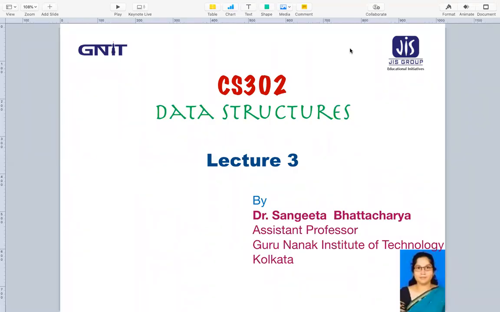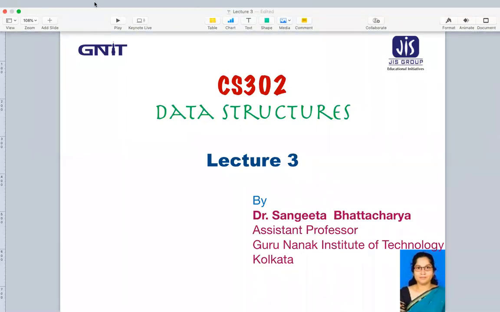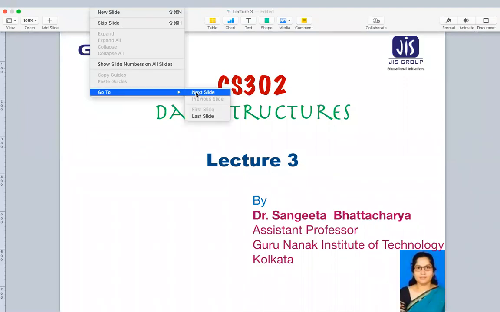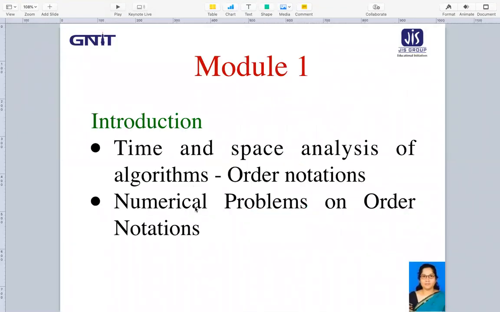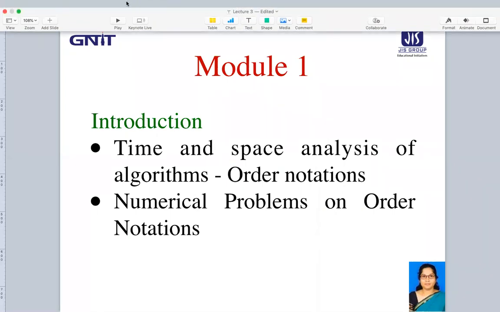Today we are going to start with lecture 3 of CS 302 Data Structures course. I am Dr. Sangeeta Bhattacharya, and today in this lecture, we are going to see the following things: the time and space analysis of algorithms, an introduction to some of the order notations we use for analyzing the time and space complexity of algorithms, and some numerical problems on that.